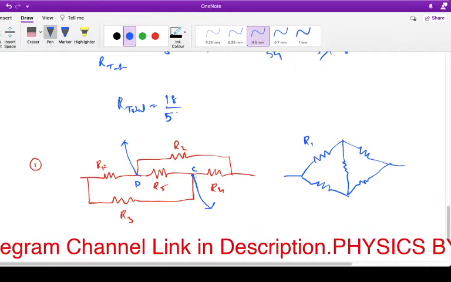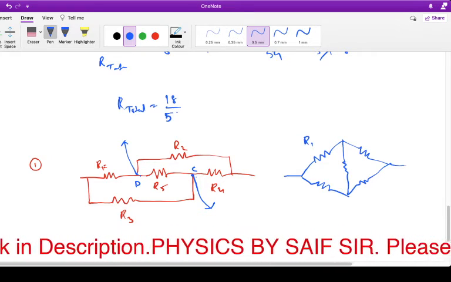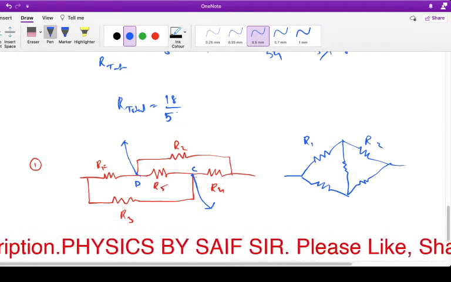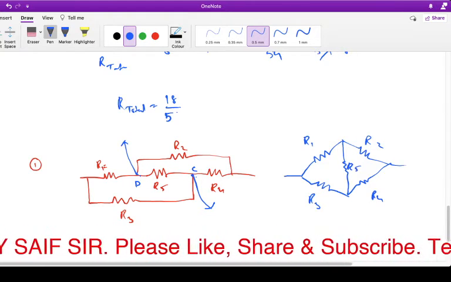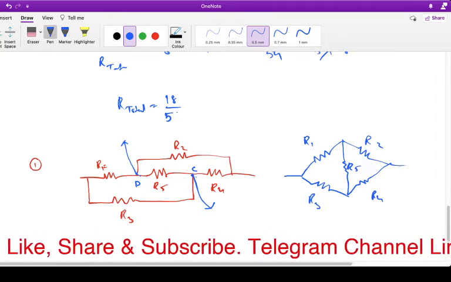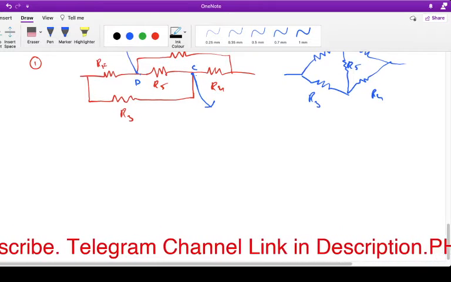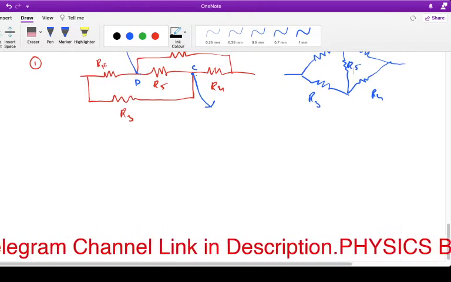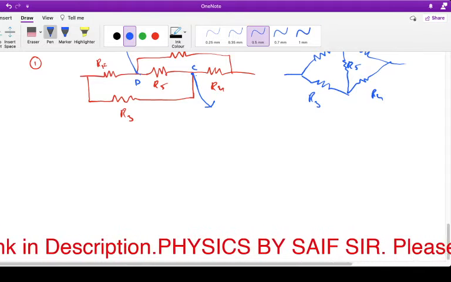Okay, if you pull D point upwards and if you pull C point downwards, the same circuit will become in this form: R1, R2, R3, R4, and this middle will become R5. So Wheatstone bridge can also be represented in this form. You can easily identify if it is given in exam. You don't have to get confused or worried. Just a little bit of imagination can help you to solve this circuit.